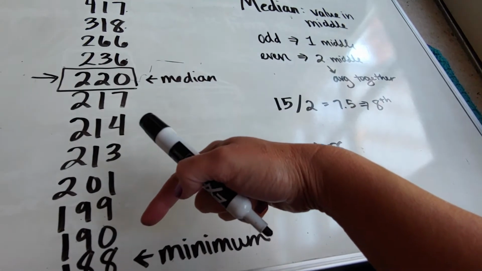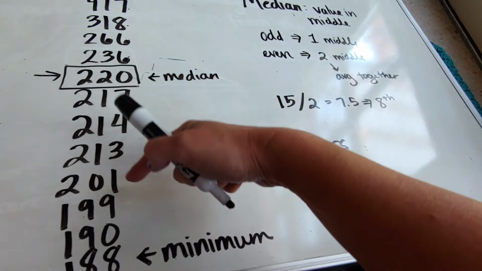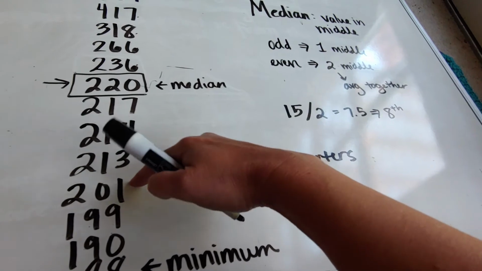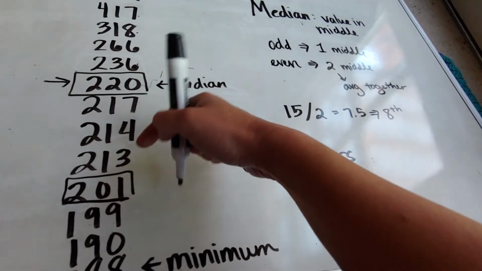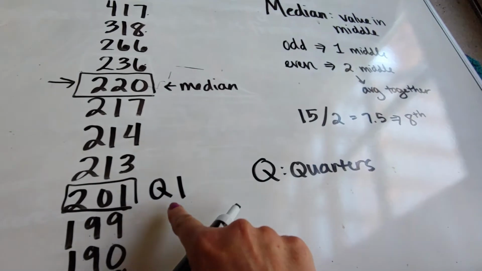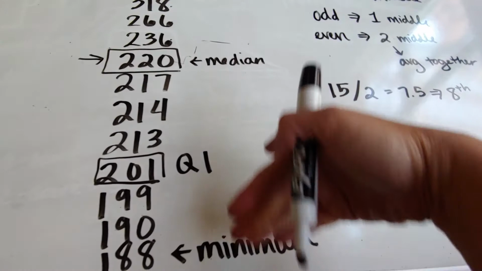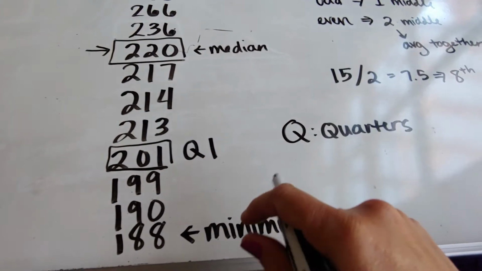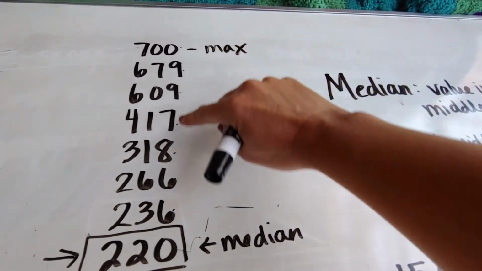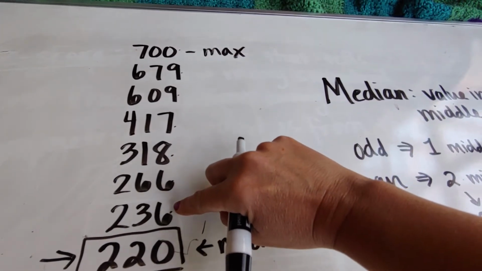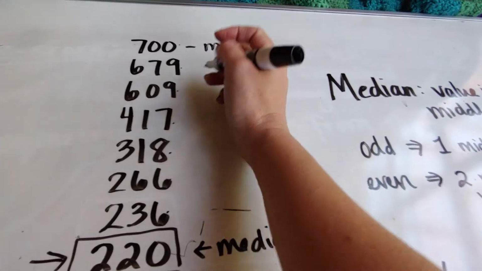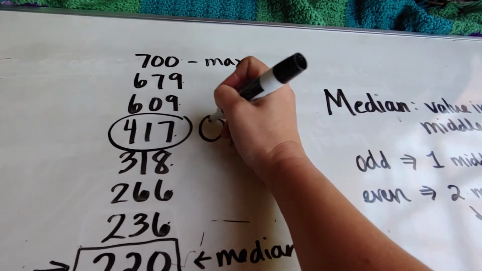So the middle here, I have 1, 2, 3, 4, 5, 6, 7. So the middle of 7 would be this 4th guy right here. So I'd have 3 above, 3 below. So this guy is called Q1. It is labeled Q1 because it is in the bottom part of the data. Okay, we're going to do the same thing up at the top. So the middle of these 7 values, okay, so I have 7 values here. So I'd have 1, 2, 3 below, 1, 2, 3 above. So this guy's my middle. So this here is my Q3.